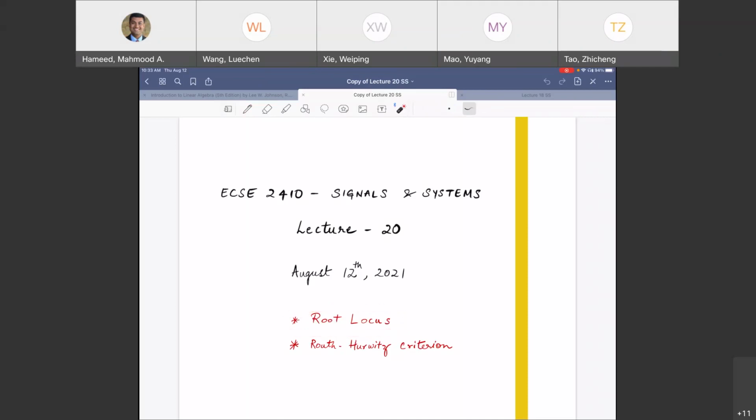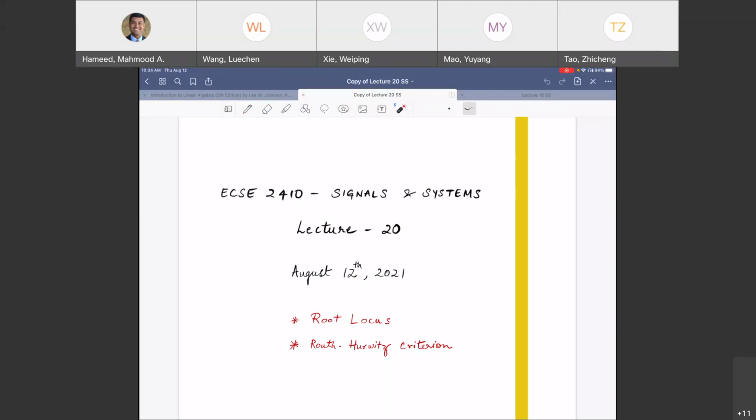Then we need a shortcut. Routh-Hurwitz criteria gives us a shortcut to finding out whether a system is stable or not. So instead of plotting out the root locus, by just looking at certain coefficients of the denominator polynomial, we can actually find out or comment about whether the system is stable or not. We don't have to find the roots, right?